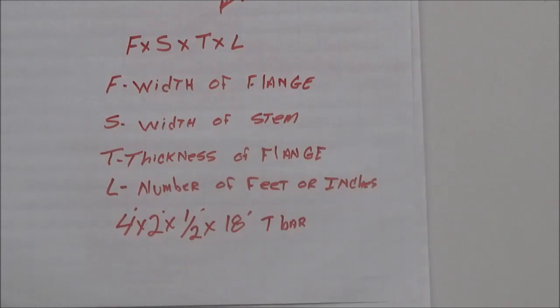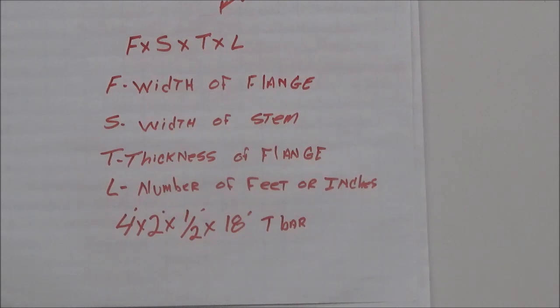So if you were going to write it out on your bill of materials, or you were reading a bill of materials, you might see something like 4 by 2 by 1/2 by 18 inches. You would know that 4 inches is the width of the flange. You would know that the 2 is going to be the stem, or the height of the stem, the width of the stem. The 1/2 is going to be the thickness of the flange, and the 18 is going to be the length in feet.